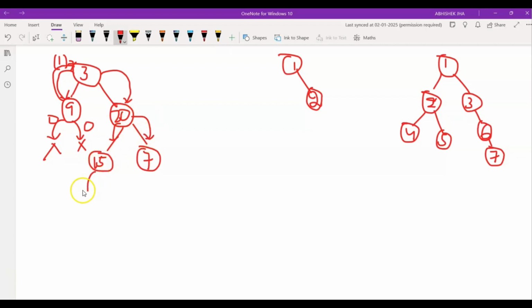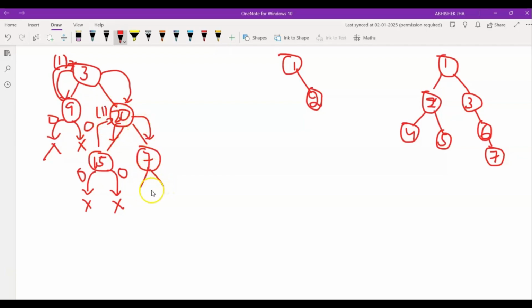Again 15 gives a recursive call to its left subtree and right subtree. Since they both are null, they will return 0. From 15, it will return 1 plus max of 0 comma 0, which would be 1. So the left recursive call of 20 would give 1 as an answer.